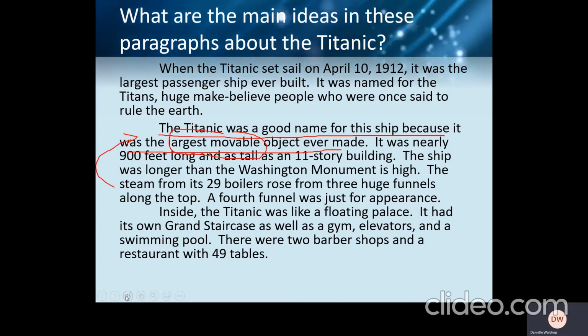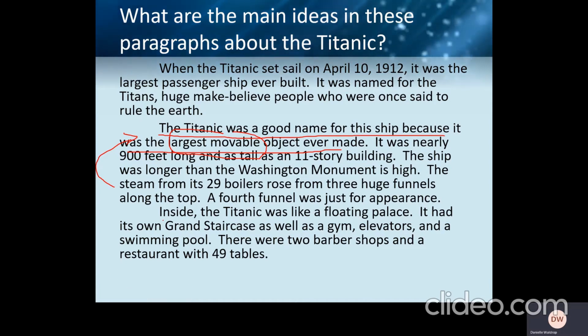Inside, the Titanic was like a floating palace. It had its own grand staircase as well as a gym, elevators, and a swimming pool. There were 2 barbershops and a restaurant with 49 tables. Which sentence do you think is the main idea in this paragraph? Which sentence tells you what the whole paragraph is about?